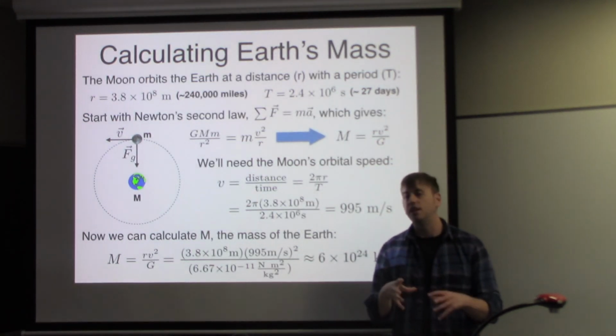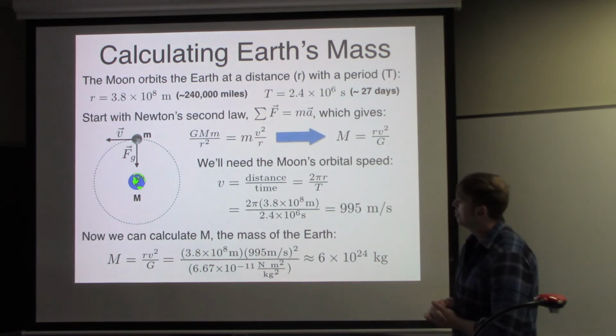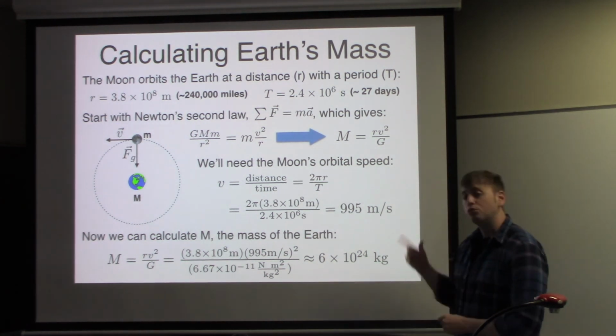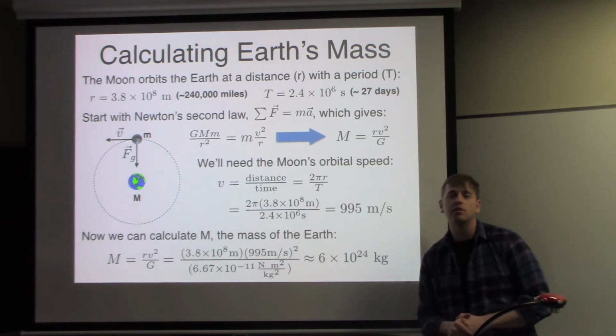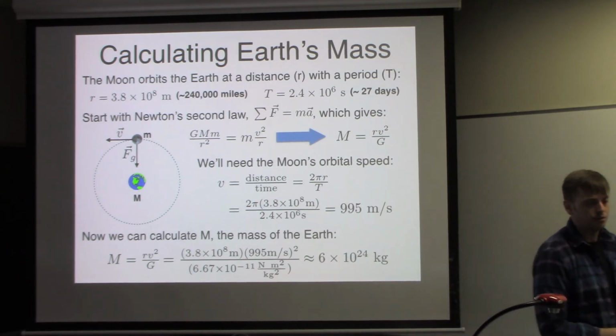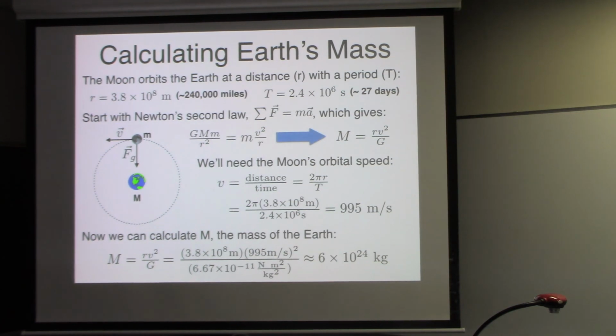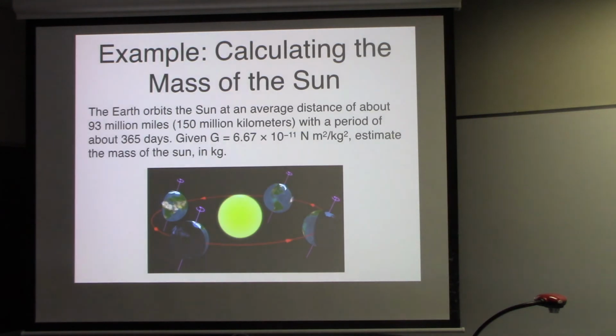The shape is actually an ellipse, which is a little more complicated. But this gets us really close to the right answer. Okay? 6 times 10 to the 24 is really close to the right answer. So that's how you calculate Earth's mass.